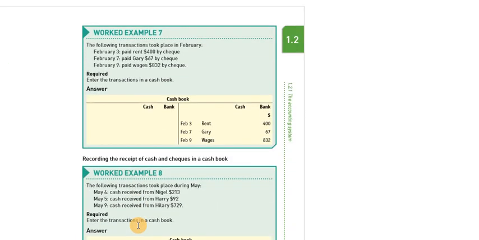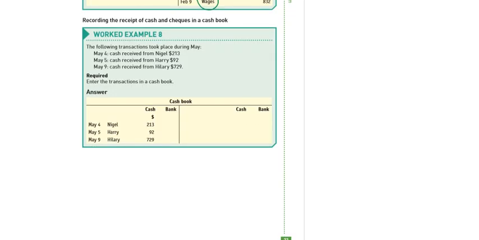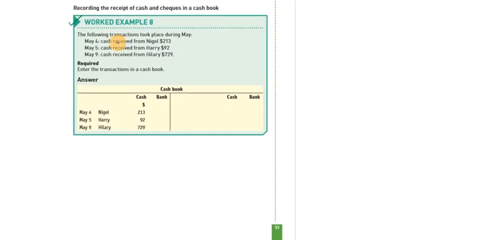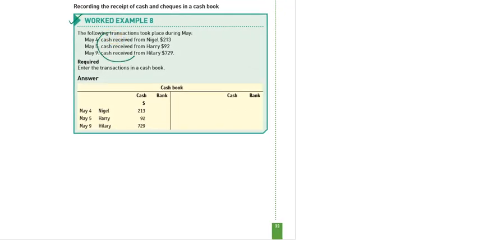In worked example 7, we see again payments, meaning cash is going. On which side will these payments be recorded in the cash book? We will record them on the credit side of the cash book. Now worked example 8 is cash received. Cash received means receiving cash. We record cash received on the debit side of the cash book. Got it?